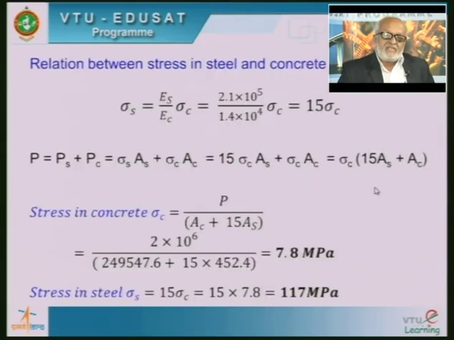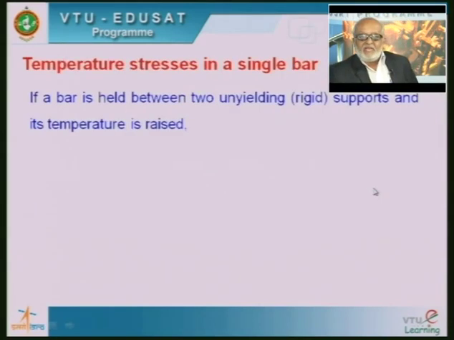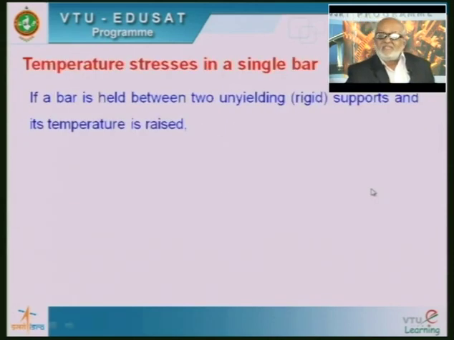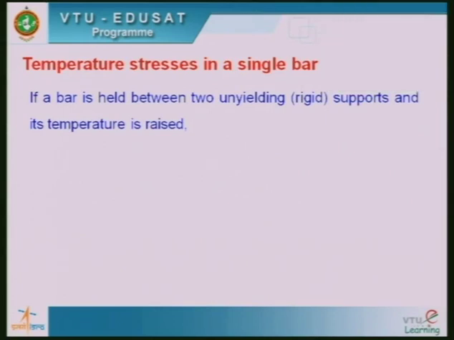So, these are some of the examples which will help you in understanding the stress analysis, the stress and strains that are induced in composite bars. Next, let us pass on to another concept, what is called temperature stresses in a single bar. So far we are thinking of stresses and strains that are produced due to the external application of the load. Either it may be subjected to tension or it may be subjected to compression.